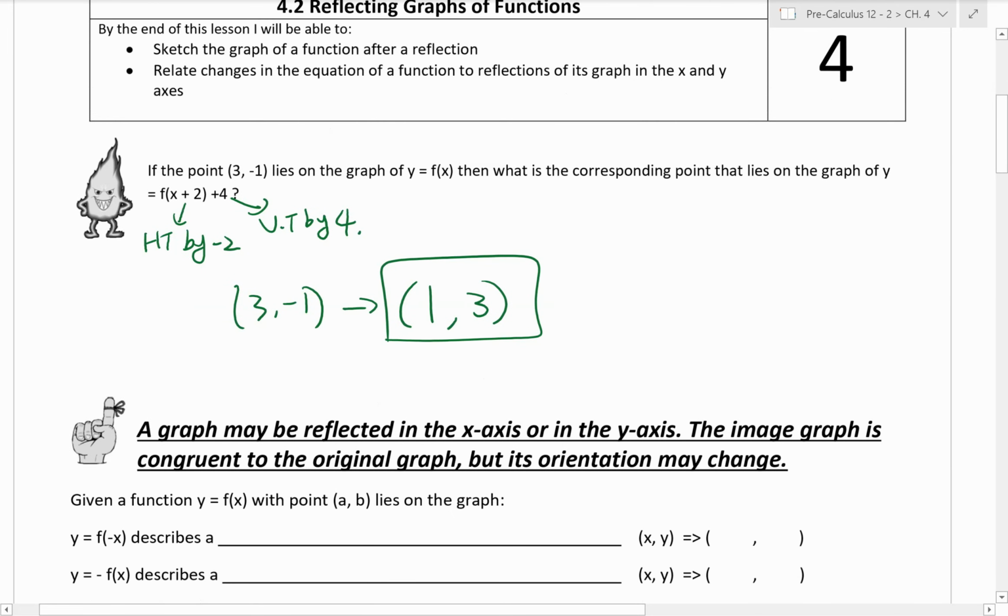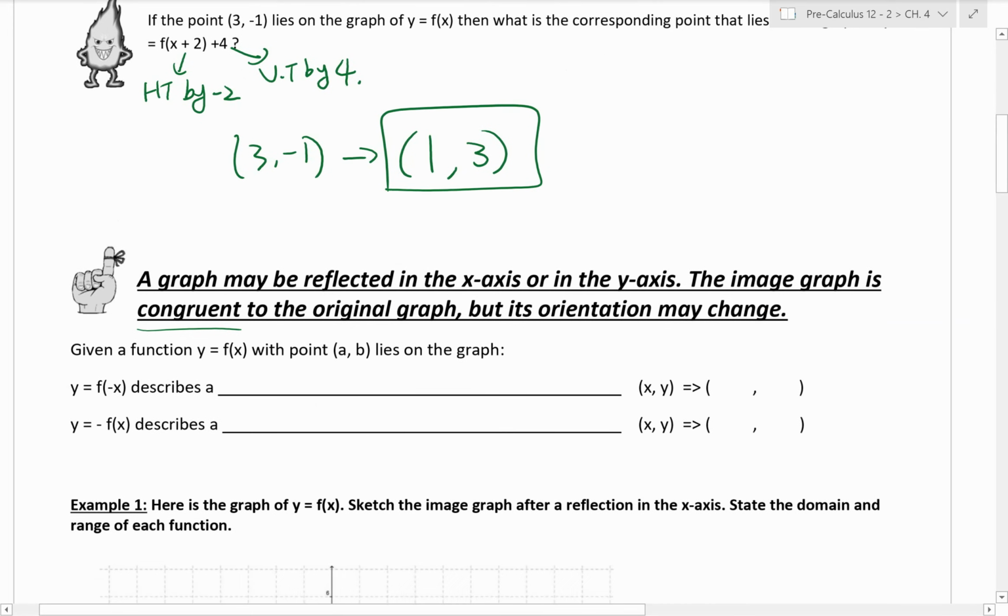Okay, so here it says a graph may be reflected in the x-axis or in the y-axis. The image graph is congruent to the original graph, but its orientation may change. So congruent means it's the same size, same shape really as well, but it's just reflected. So the orientation may change. Orientation is different, but it's the same size, same shape.